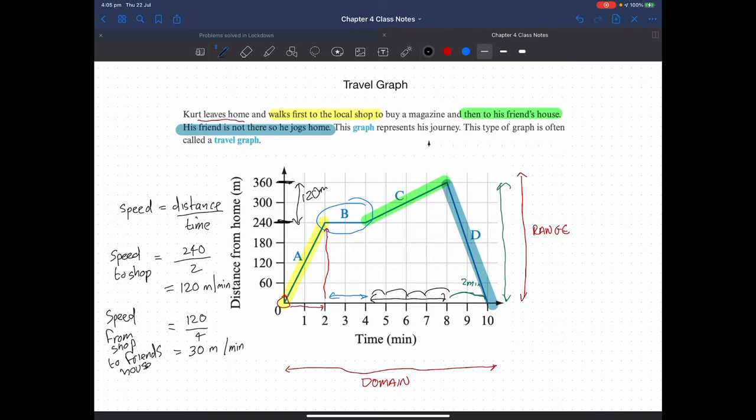When he returned home because his friend wasn't there, the speed home from his friend's house was he travelled from 360 metres away from home back to home, so he travelled 360 metres. He did that in only 2 minutes. 360 divided by 2 is 180 metres per minute. So that is how you can interpret the graph and work out different speeds that he travelled.